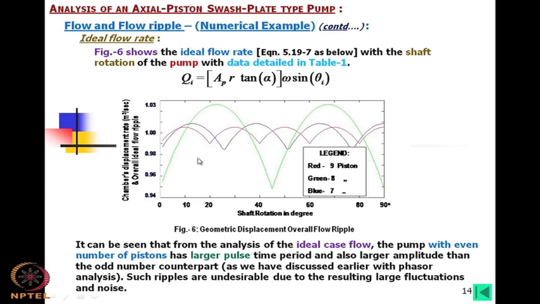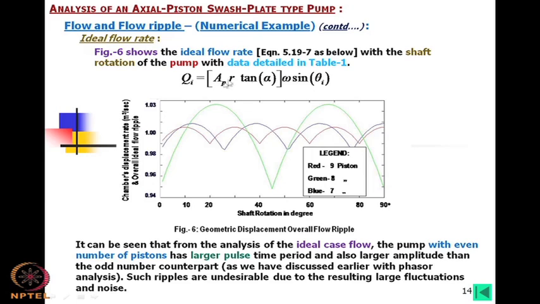But if you think about the ripple, in case of 7, the blue is 7 chambers. Now, if you go for 9, then this ripple is reduced compared to 7, but in between that, if you go for 8, ripple will be more.